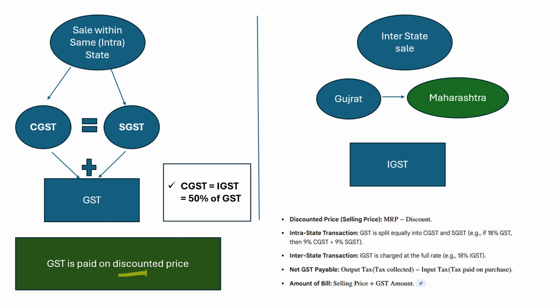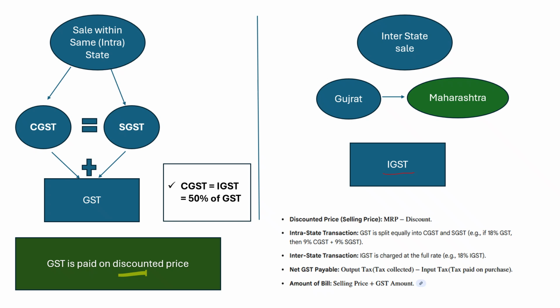And if the transaction is interstate, then the tax goes to the central government as IGST. It is the integrated tax, and it is known as IGST.